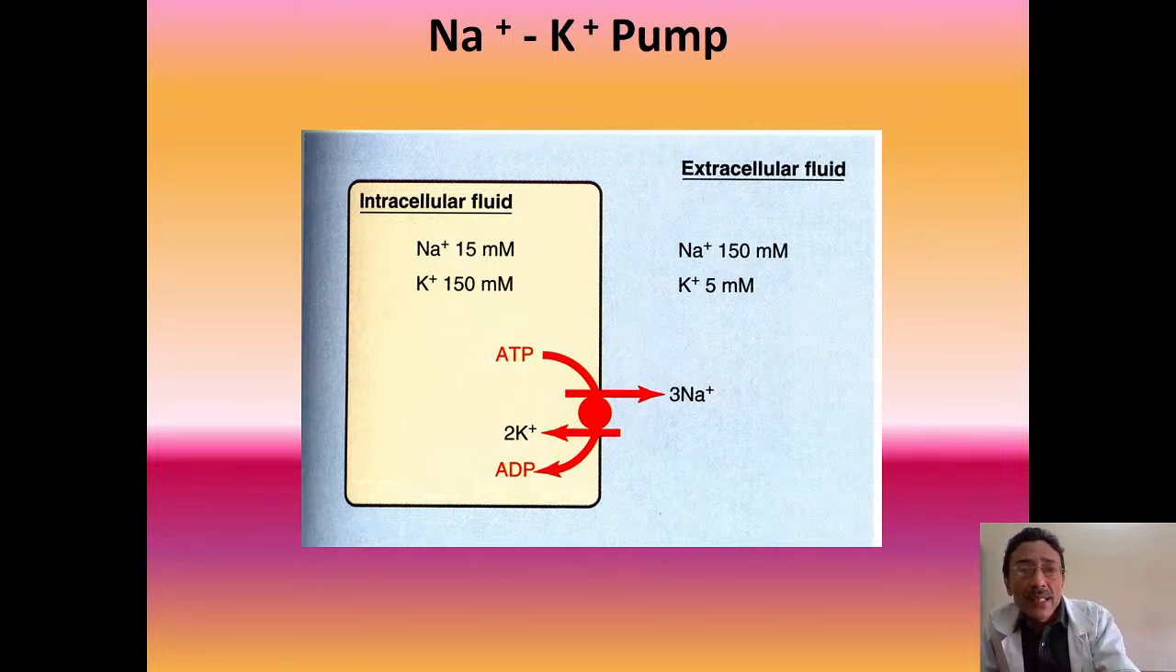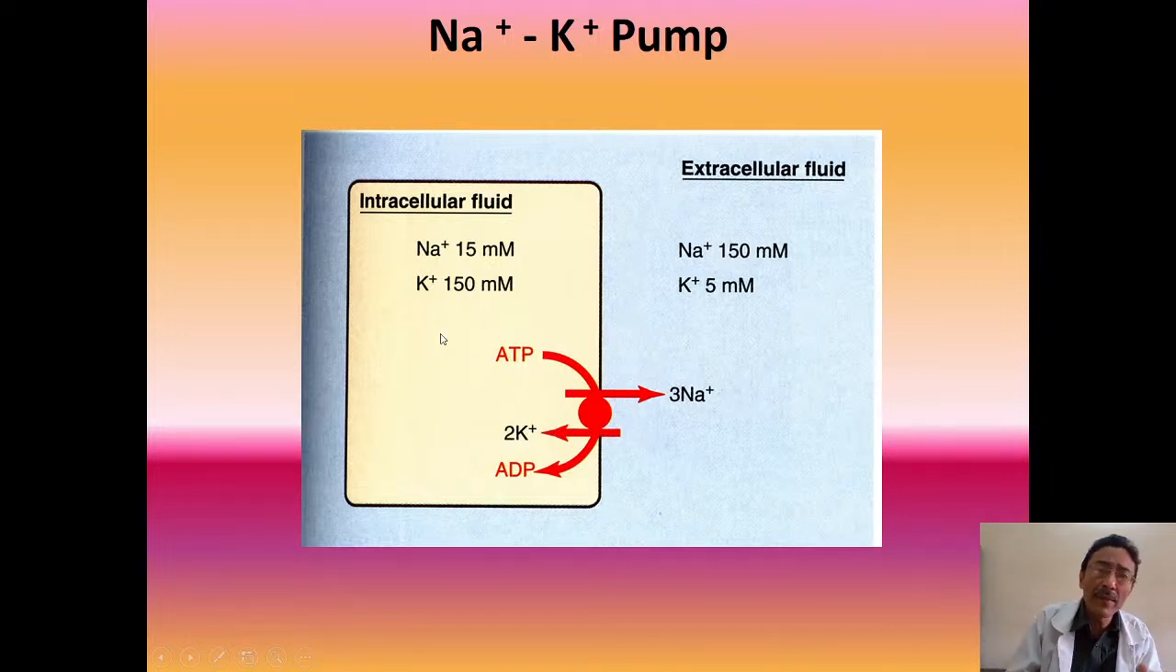Now, the concentration gradient of sodium is more on the outside than on the inside, whereas the concentration of potassium ions is more inside than outside. But at some point, there is a possibility that the concentration of sodium ions inside may increase and the concentration of potassium ions outside may increase, disturbing this equilibrium, disturbing the internal environment, disturbing the homeostasis.